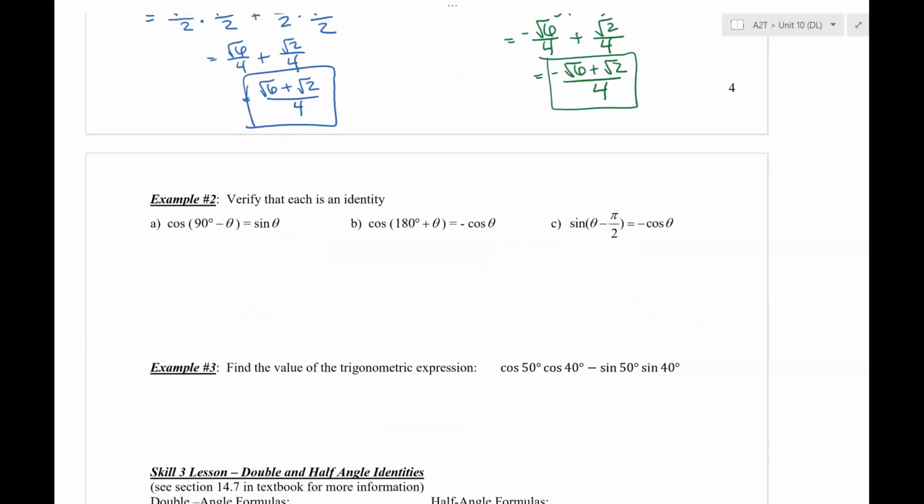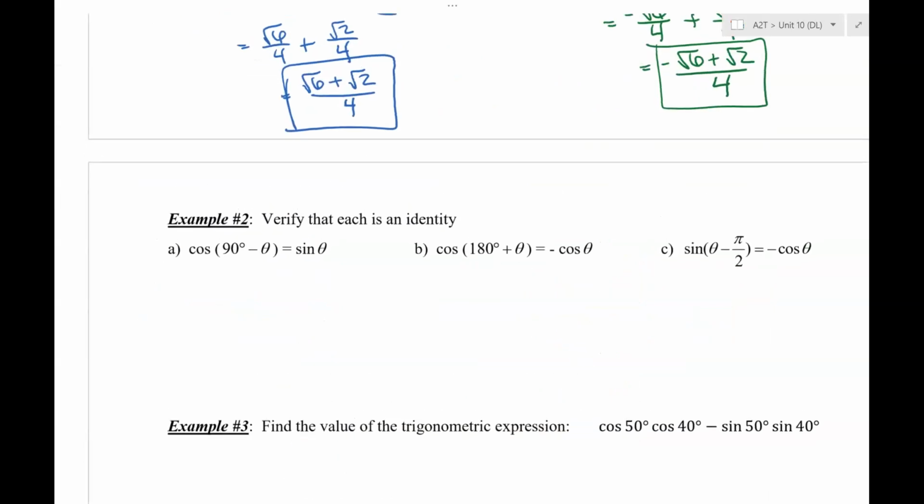Okay, I think I've gotten my point across. Okay, verify. Let's do it. So then cosine of 90 degrees minus theta. This is alpha, this is beta. I'm going to use the sum and difference formula. And I'm going to use the left side. Remember, when you're verifying, you want to use the side that has more to work with.